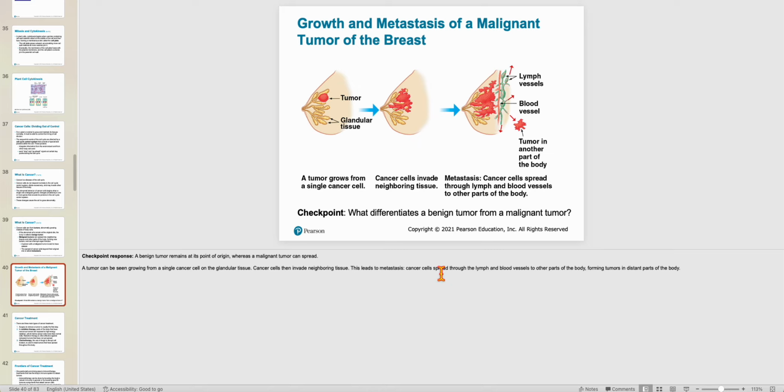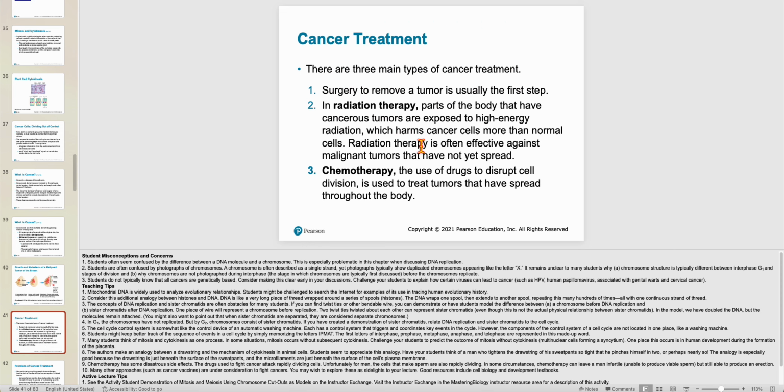And it says it nicely down here. Cancer cells spread throughout the body by lymph or blood vessels to other parts of the body. And then now you have tumors elsewhere. And when they do take on a new location, they take on a different kind of cancer. Okay, so blood and lymph is important. Okay, then we have treatment.